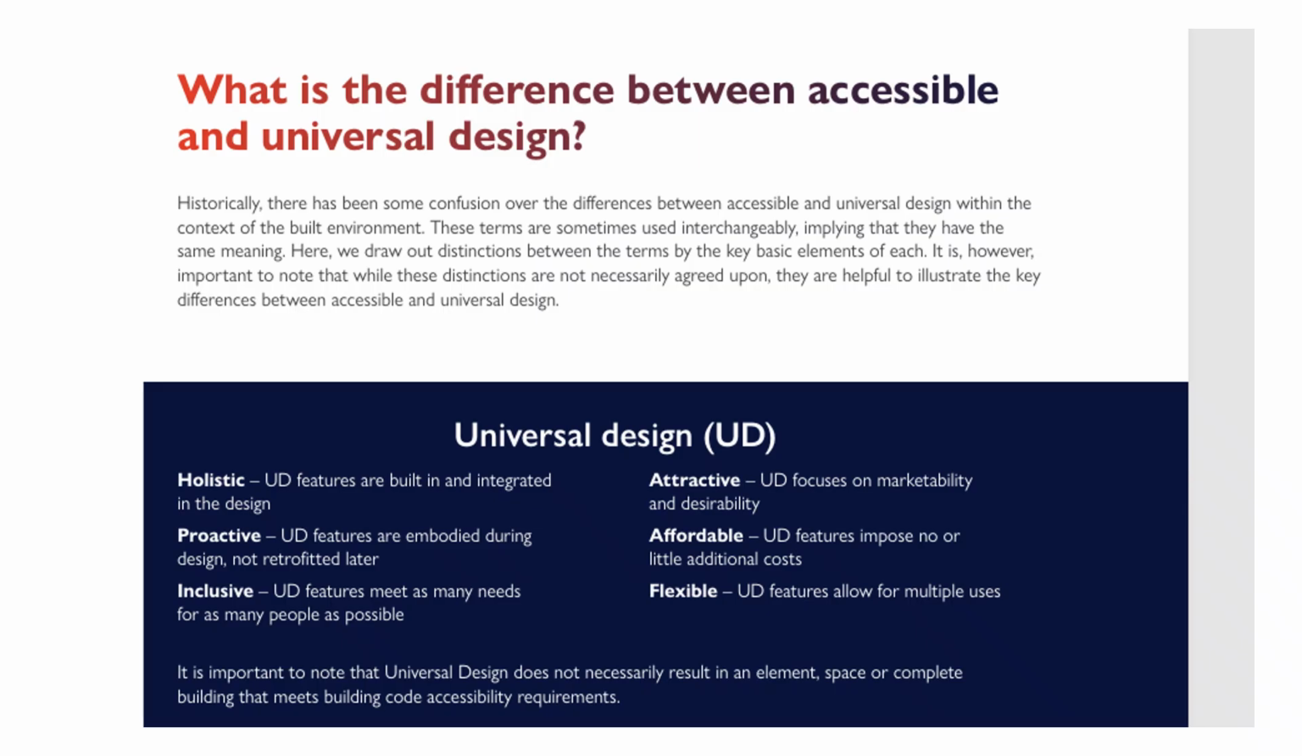So this goes through the differences, and it talks about the holistic, proactive, inclusive, attractiveness, affordability, and flexibility. Universal design is so much more affordable than accessible design, because accessible design is often built for one disability. So if the person currently living there has a mobility disability and you're putting all this in, and then your next person has a vision disability, you have to go back and retrofit. So universal design does not require that retrofit. So I'm not going to read all this to you, but it's there to take a look at if you have some confusion, you're not sure.